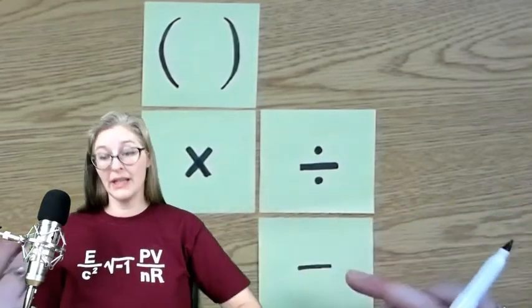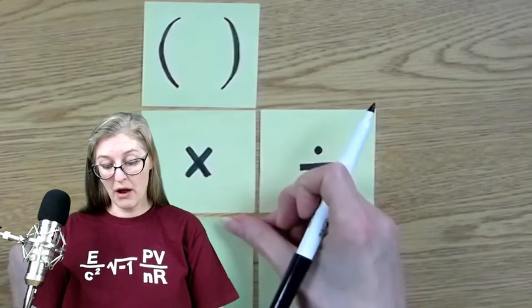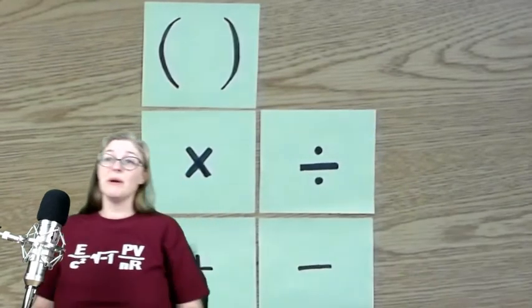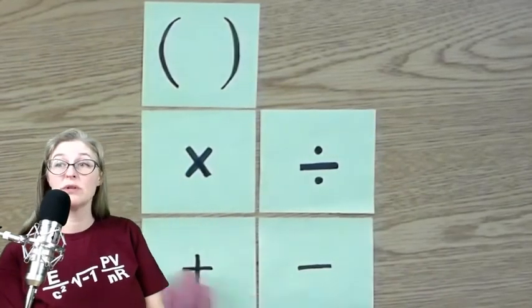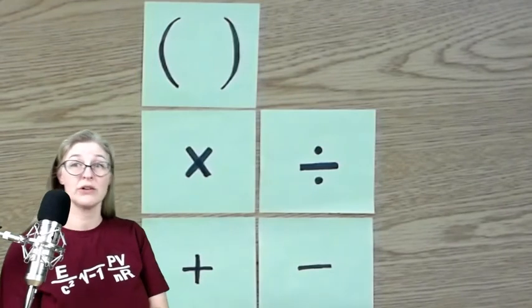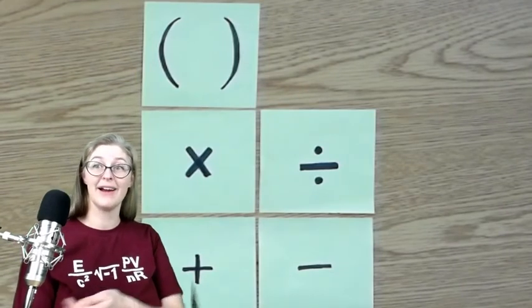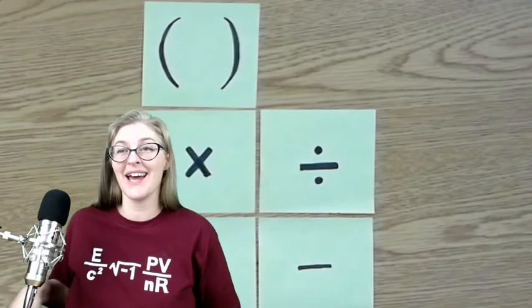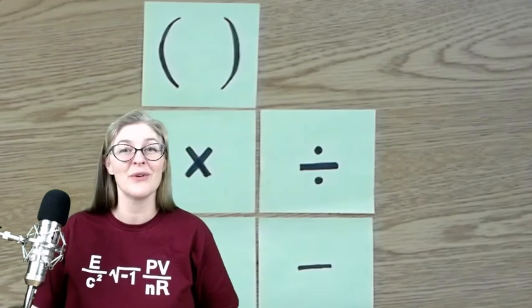And then, of course, the last ones that we do are adding and subtracting. And remember again, you can do those in whatever order they appear in, as long as you're reading from left to right. All right, that's our review of PEMDAS. I hope that will help you when you are working on order of operations.